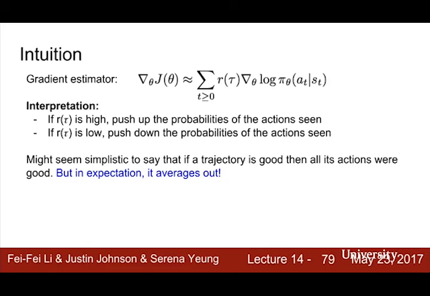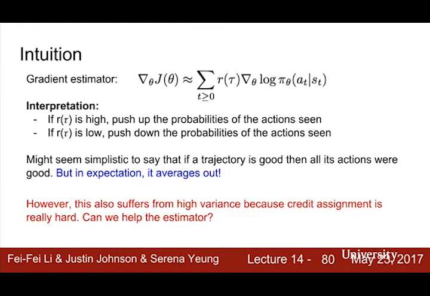Okay, so this might seem simplistic to say that if a trajectory is good, then all of its actions were good, right? But in expectation, this actually averages out. So we have an unbiased estimator here. And so if you have many samples of this, then we will get an accurate estimate of our gradient. And this is nice because we can just take gradient steps, and we know that we're going to be improving our loss function and getting closer to at least some local optimum of our policy parameters theta.